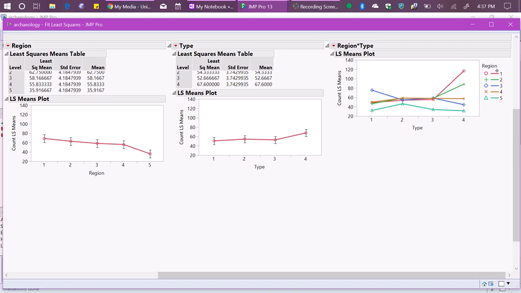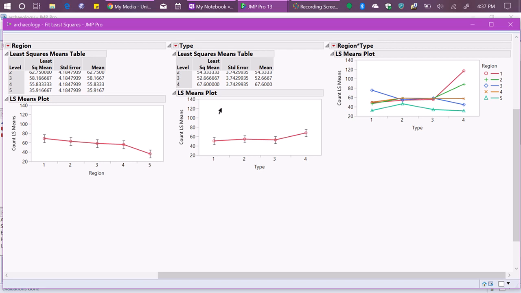Now let's look at region 1. Region 1 is this red line with circles on it. For region 1, everything's about the same, but then there's a huge spike in type 4 sherds. If we look at region 3, the blue line with the diamonds, region 3 has a drop from type 1 to type 2 sherds, and then another drop in type 4 sherds. These are not the same profiles, and that's why we have this evidence of an interaction.